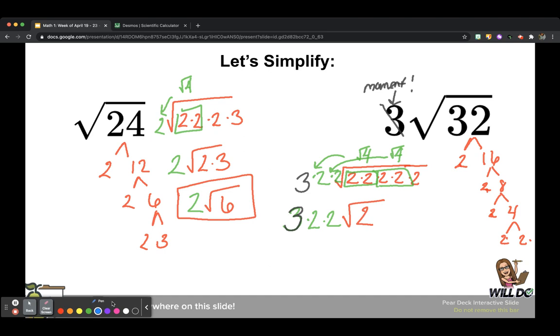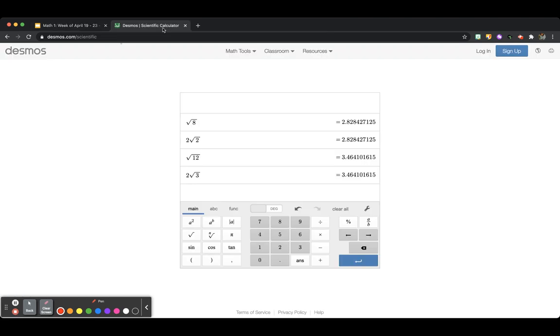Okay, now here's the tricky part, which is just really an extra step from the other ones. I need to multiply all of this. So 3 times 2 is 6, times 2 is 12. So my final answer is 12 times the square root of 2. Okay, now we can always check this again with the Desmos calculator.